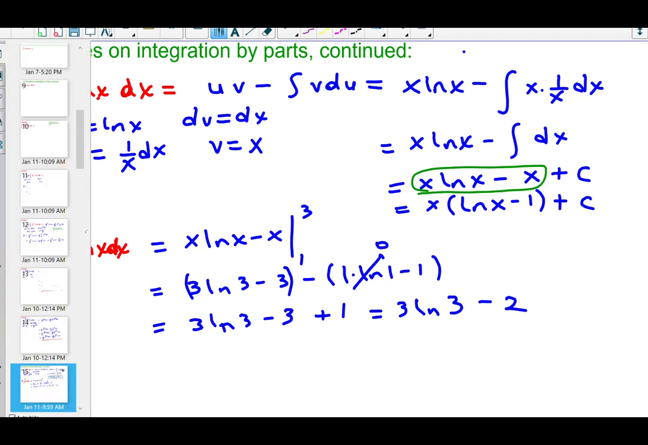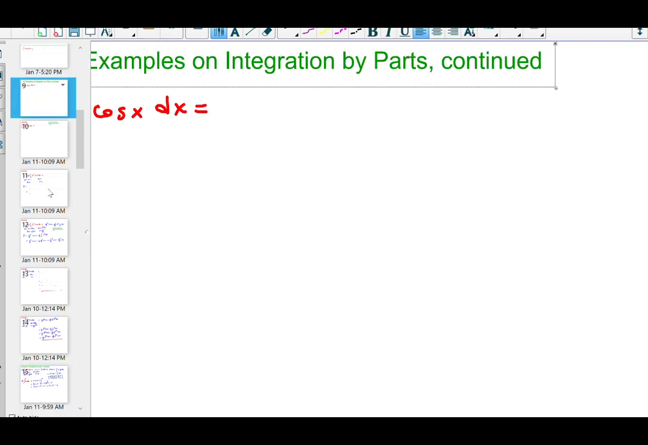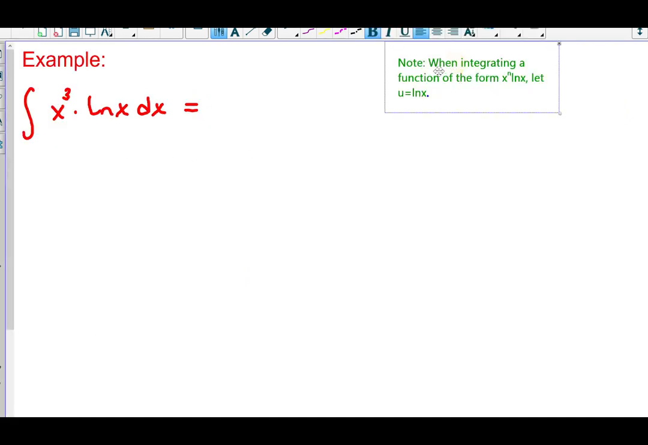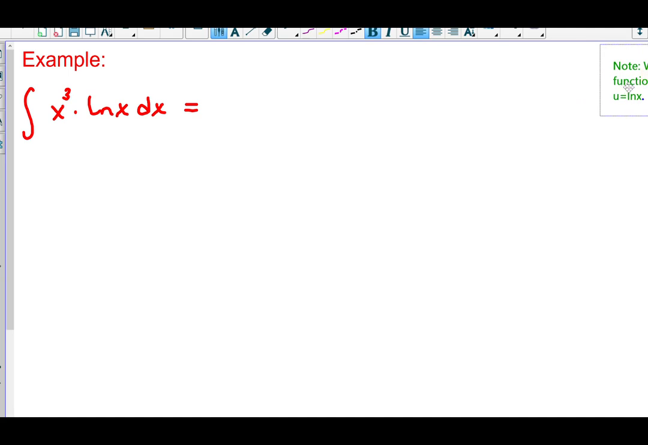Okay, but sometimes you're going to see the ln function together with a power of x. So for example, something such as this one. Okay, the integral of x to the third times ln x. So here we could try to select x cubed to be the u, or we could try to select ln x to be the u. At that point, again, you have two options, right?